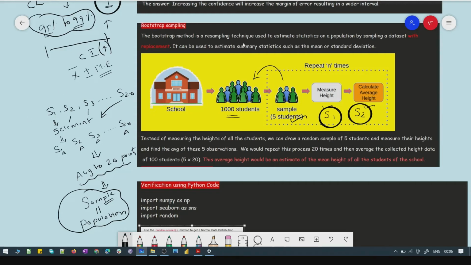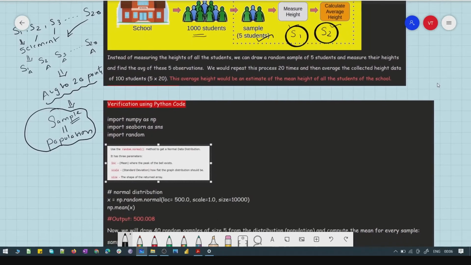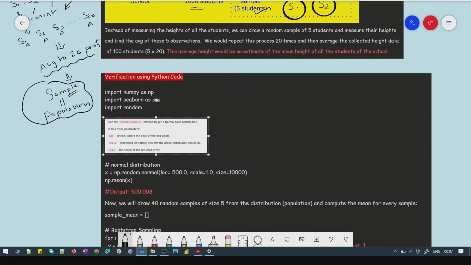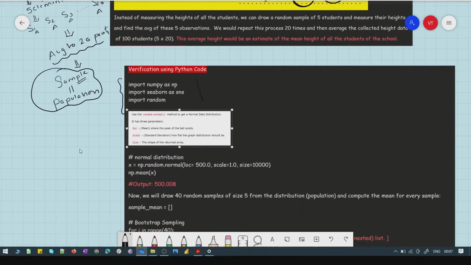So let's look at what code has been written in Python. I guess we already went through the Python classes before, so I need not explain in depth, but I will briefly go through the code. These are the libraries that you import in Python, and then I have given you the definition for random.normal, what the parameters are that go into it. Basically, the first 3 lines are the libraries that we are importing.